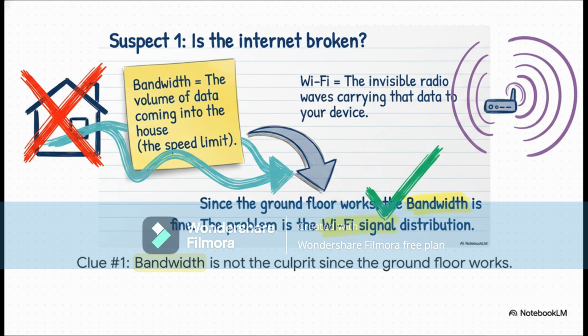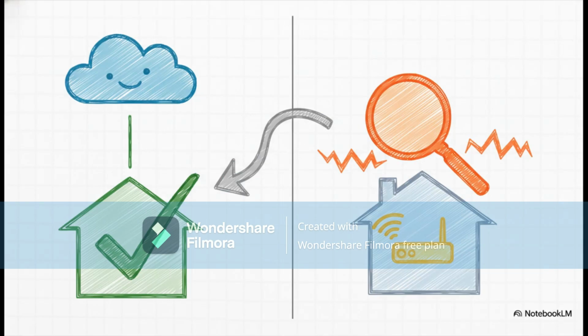Since everything is working great downstairs, we know for a fact the bandwidth is totally fine. So, your internet provider, they're off the hook. The problem is coming from inside the house. So, let's be super clear. Your internet service isn't the problem. Your Wi-Fi signal is, and that completely changes where we need to look for our next suspect.